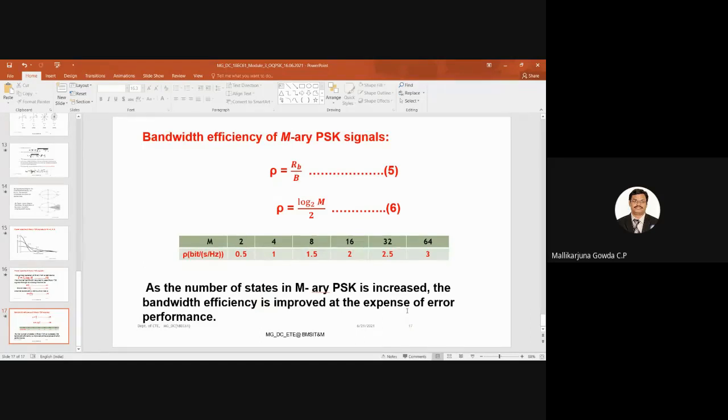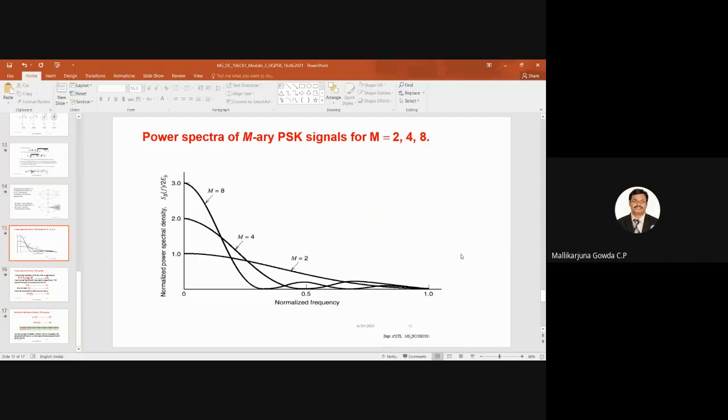If you have any questions to ask, you can ask. So I hope you are able to understand the trade-off here. If I increase the number of states, the bandwidth efficiency will improve, but there is a trade-off. Means there is a limitation on the error performance. If you have any questions, you can ask.